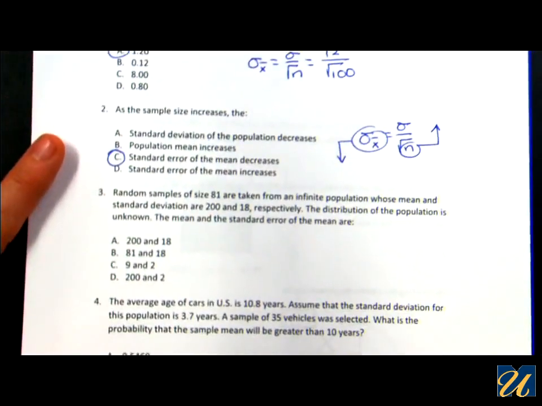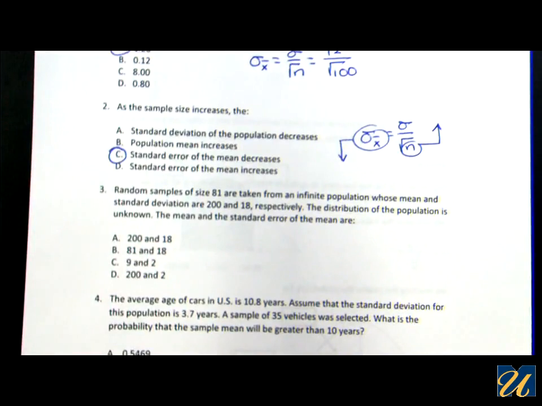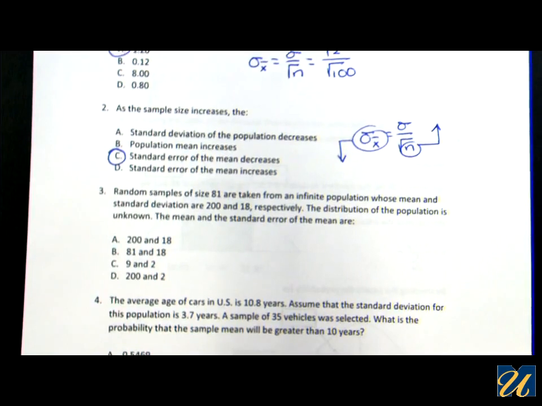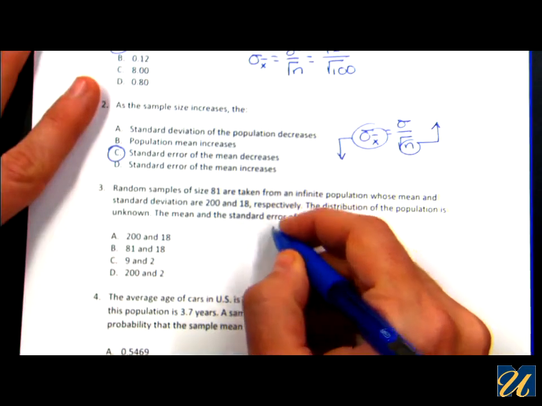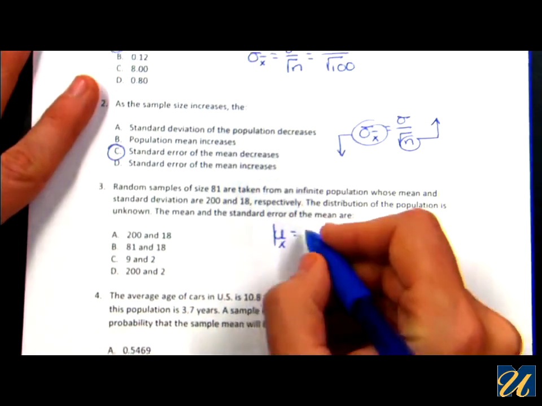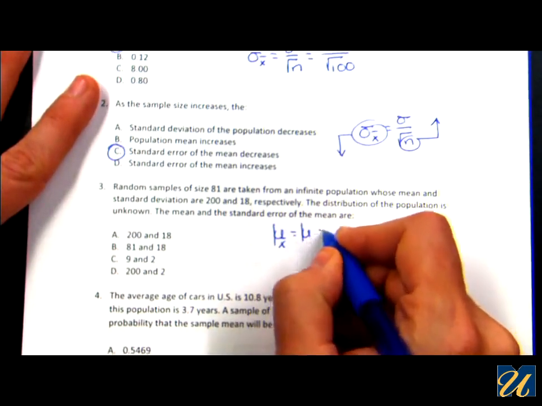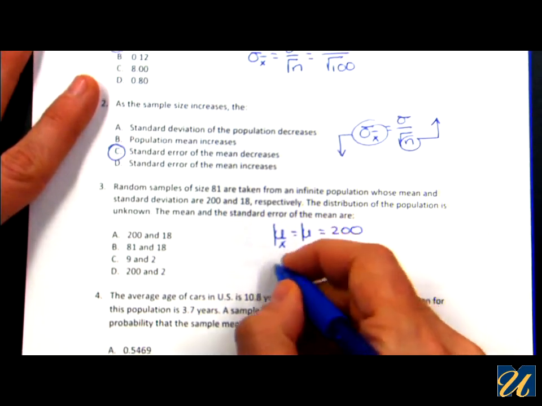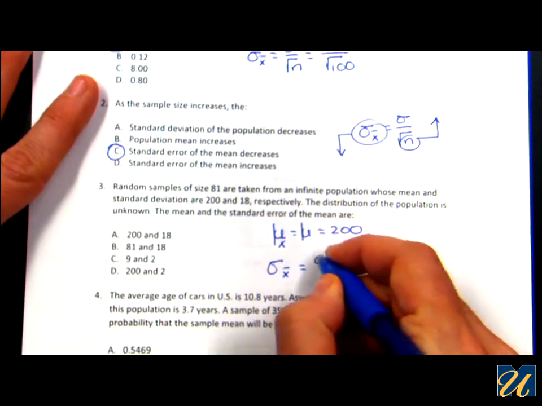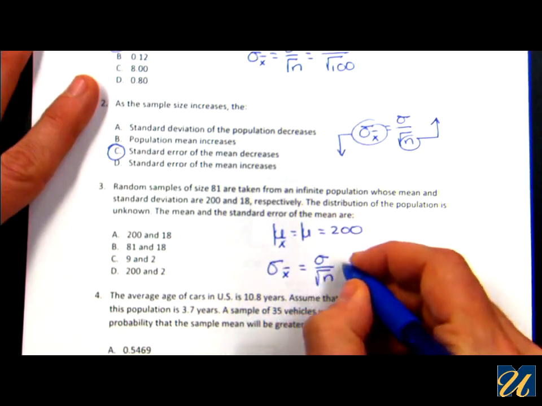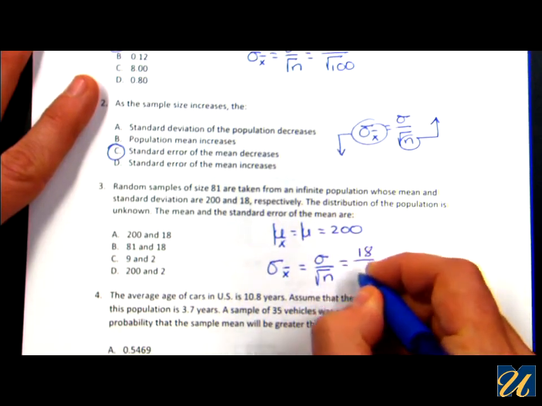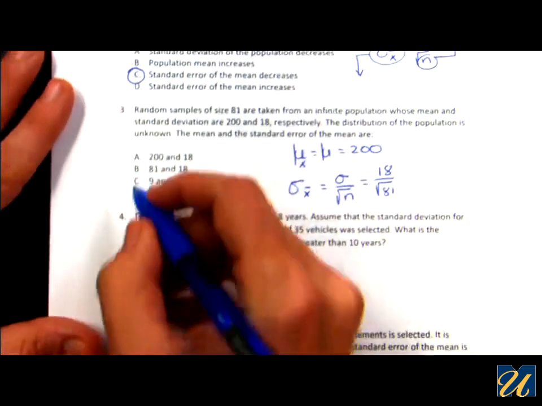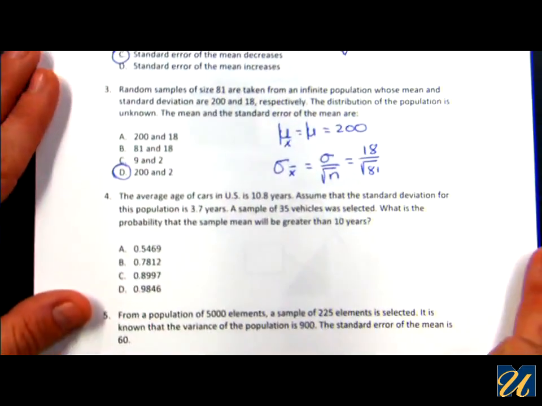Random samples of a size 81 are taken from an infinite population whose mean and standard deviation are 200 and 18 respectively. The distribution of the population is unknown. The mean and the standard error of the mean are as follows. So I'm looking for mu x bar based on the main properties of the sampling distribution. Mu x bar is equal to mu equal to 200. Sigma x bar is equal to sigma over square root of n, and this is equal to 18 over square root of 81. Therefore, the correct answer will be D.